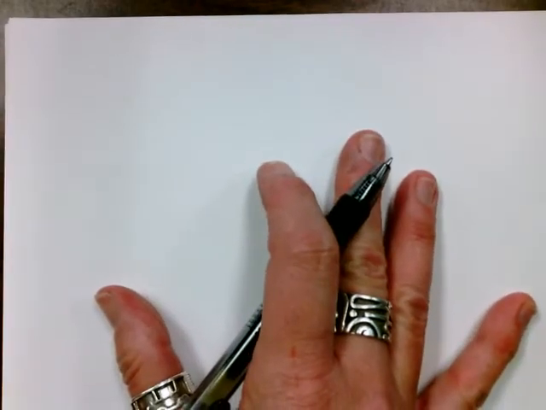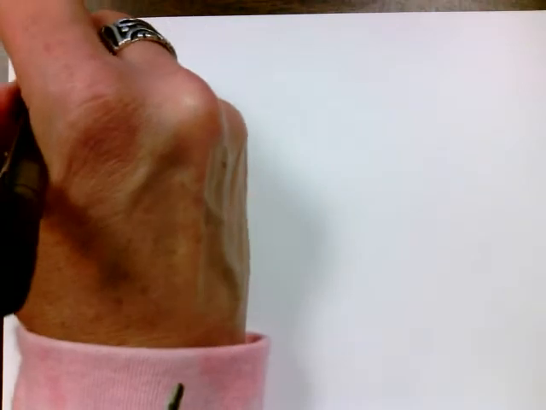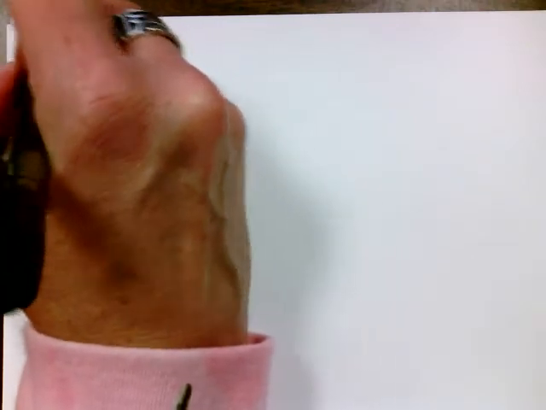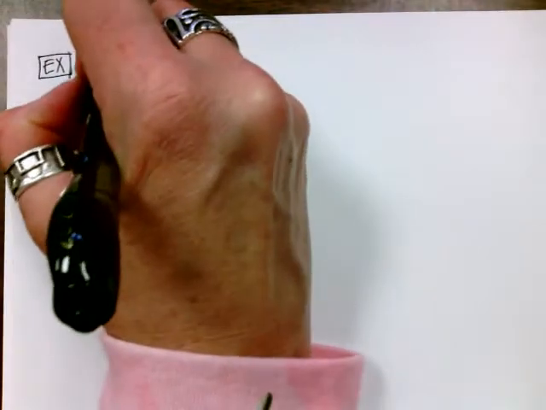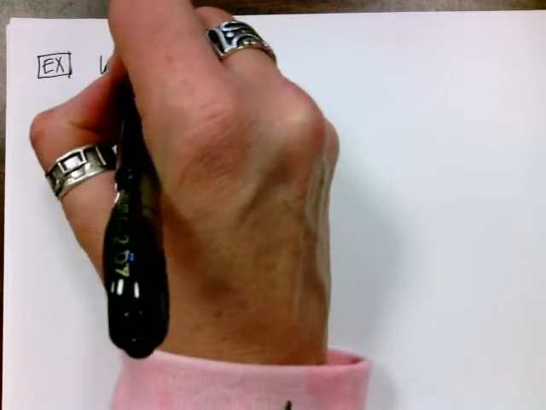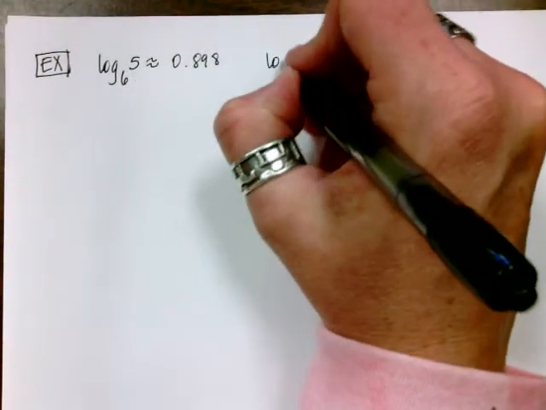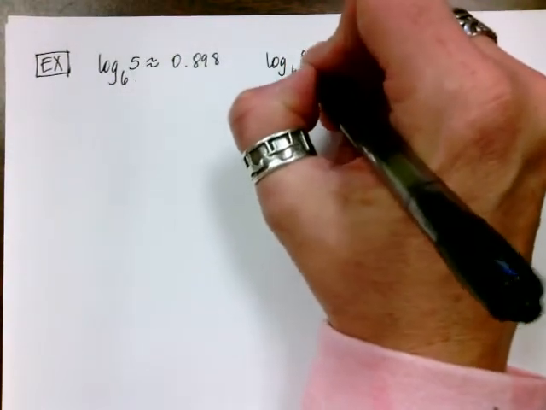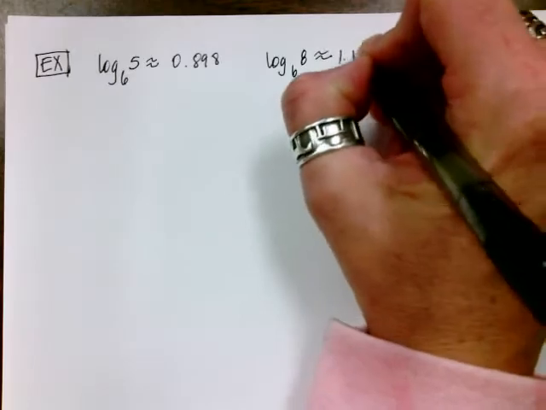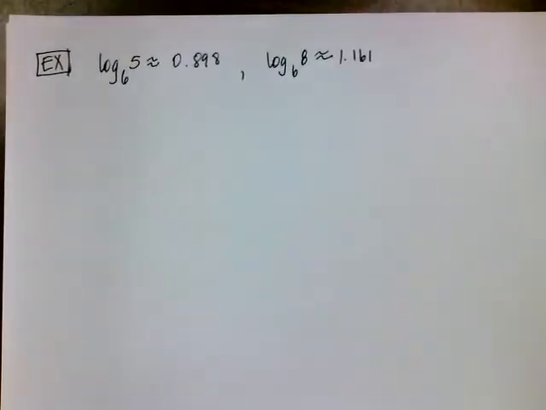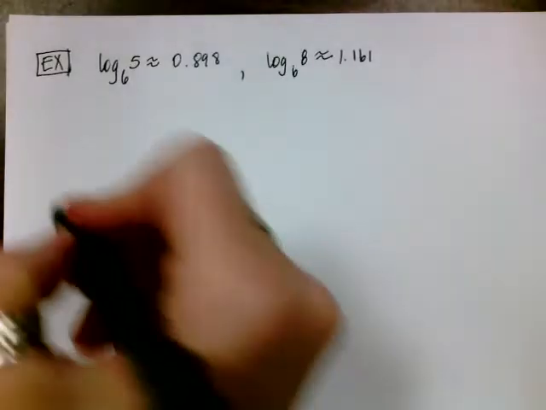So let me do one more example, same type of situation, just to be given different values, just so you can see a couple more examples. This time I'm going to be given the log base 6 of 5 is approximately equal to 0.898, and then I have the log base 6 of 8 is about 1.161. Okay, same directions as the last problem.